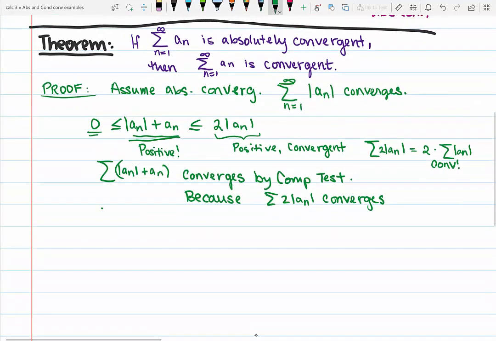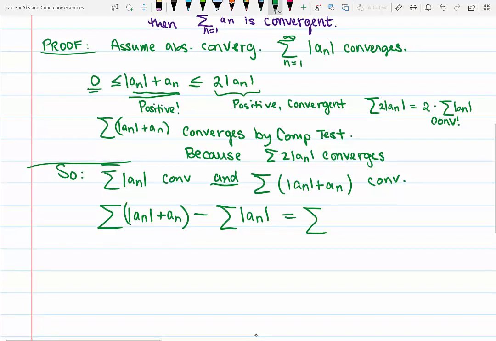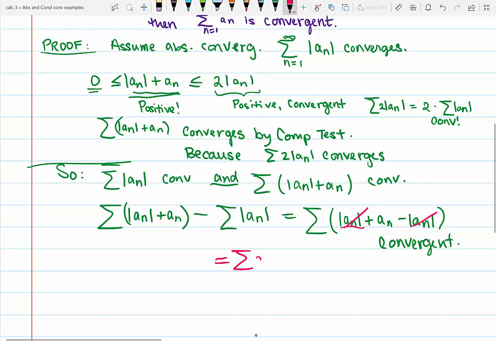Now let's do some arithmetic. We have that the series of absolute a sub n is convergent, and the series where we sum absolute a sub n plus a sub n is convergent. And they're both positive series. I'm going to take the absolute a sub n plus a sub n series, and subtract the absolute a sub n series. If I take 2 convergent series, I can subtract them term by term and I should get a convergent result. Well, if we do the subtraction, we've taken absolute a sub n and subtracted it off, and we are left with the series for just a sub n. So it's a neat, clever little proof.